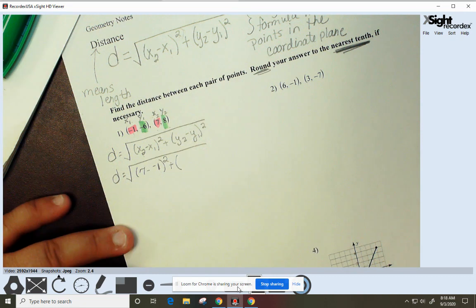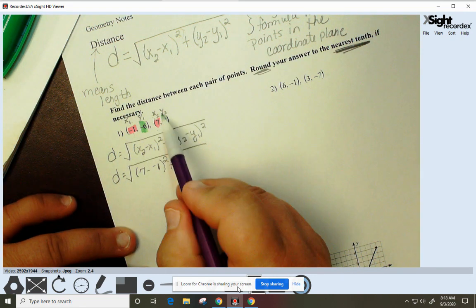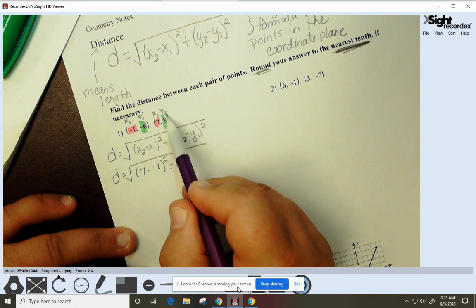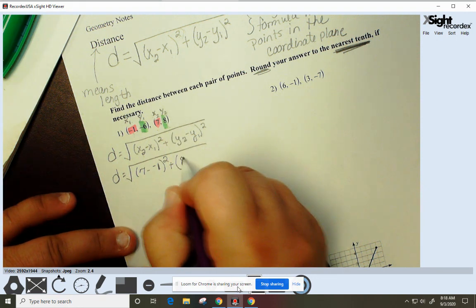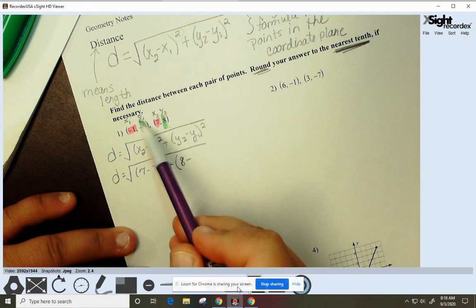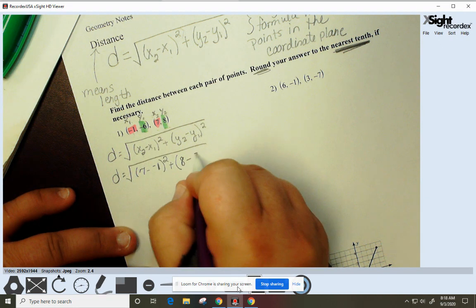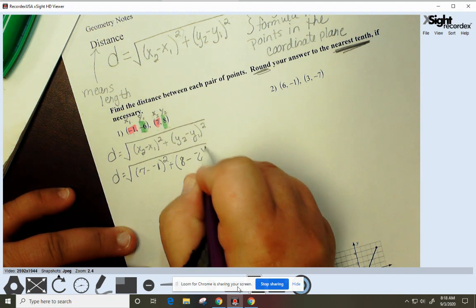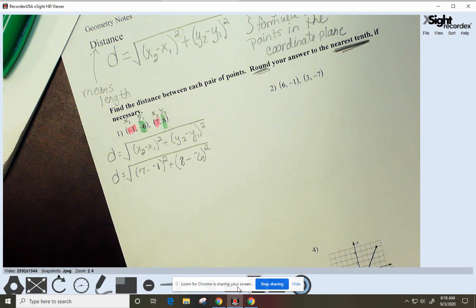Plus, I'm going to do the same thing for y's. I'm going to substitute in. So I'm going to go up here. I've got my y2 right here, and that is going to be replaced with my 8. Then I've got my y1, which is right here. I'm going to replace that with a -6. And then when I get finished, I'm going to square that answer.